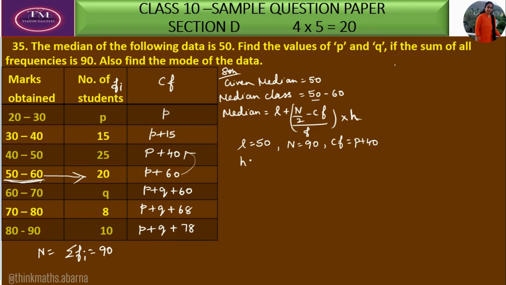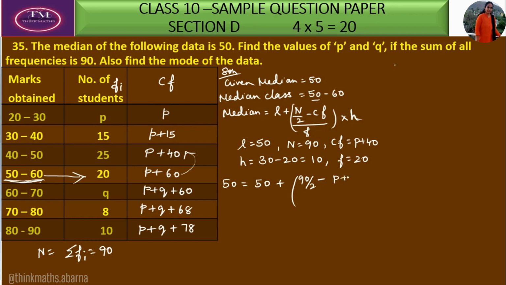And H is the class interval. Class interval is 30 minus 20, which is 10. And F is the frequency of the median class. It is 20. So now substituting in this formula, it is given that median equal to 50. So 50 will be equal to L, L is 50, plus what is N by 2? It is 90 divided by 2.